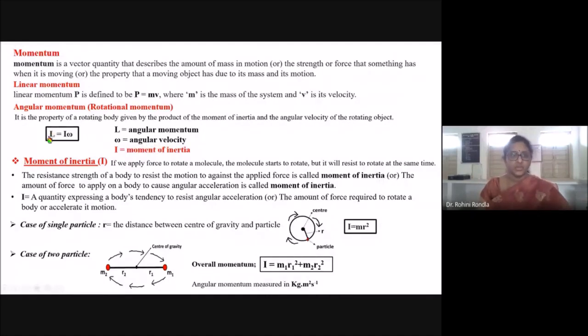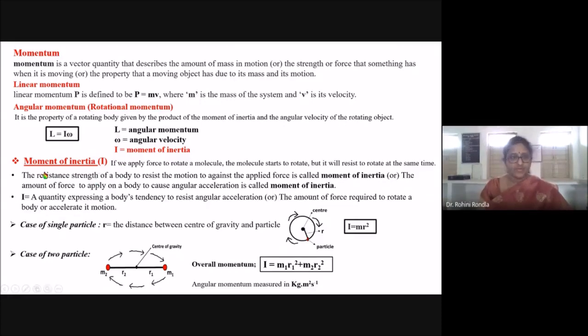Okay, so angular momentum is the product of moment of inertia and angular velocity. Okay, angular momentum, for what does it exist? It exists for things rotating in circular motion. It is the property of a rotating body. It is the property of a particle which is in circular motion. And it is given by the product of the moment of inertia and angular velocity.